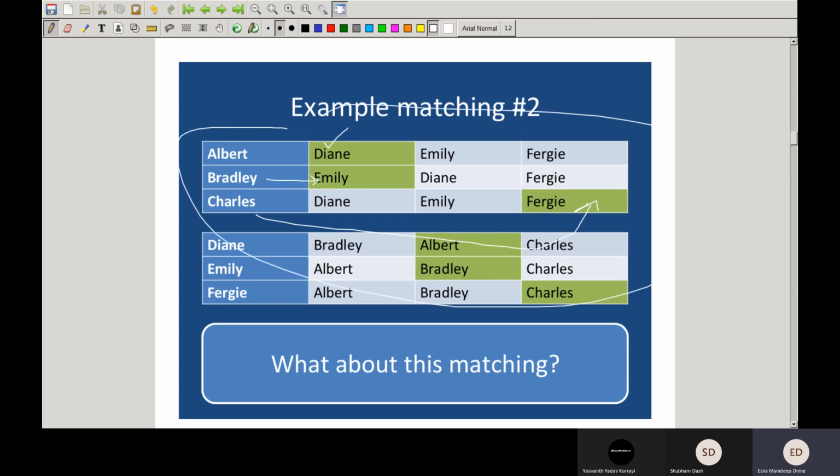Let's just look at this first table, and now look at every pair you can think of. Clearly, Albert and Emily are not a blocking pair because Albert doesn't prefer Emily over whoever he is with currently, since Diane is his first preference. And clearly Albert and Fergie is not a blocking pair. The same goes for Bradley and Diane, Bradley and Fergie. And for Charles, let's take a look at the example Charles and Diane.